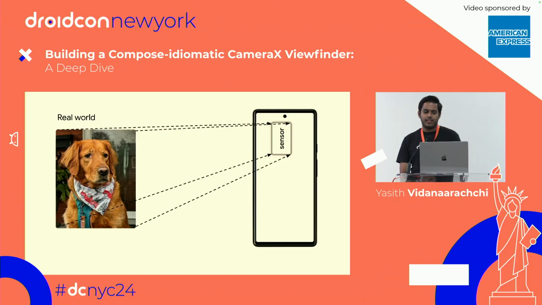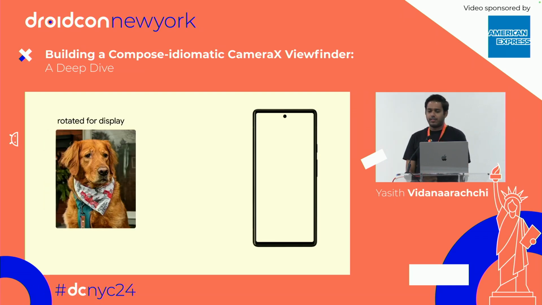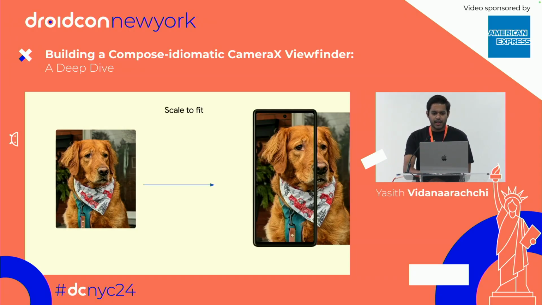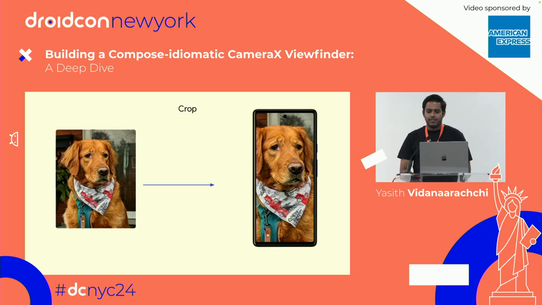which means the real world gets projected onto the sensor, but what the sensor sees is something like this. So the image is rotated 90 degrees. This can vary according to the camera sensor, but this is a typical example. So the first thing we have to do with the viewfinder is rotate it so we get back to the natural orientation. That's pretty easy to do. And then we have to scale the frames we get to fit into our viewfinder size. And then we have to translate it to fit it appropriately into the viewfinder's frame. Then finally, we have to make sure it's cropped, so it's properly displayed.